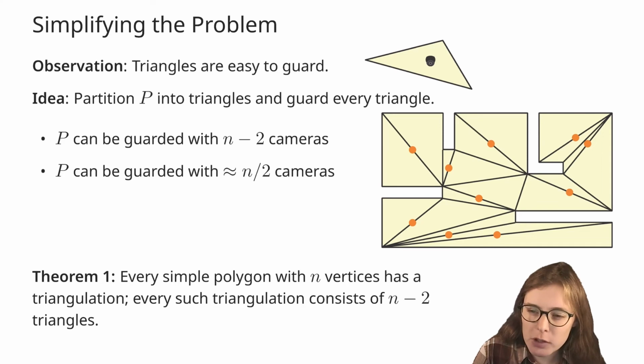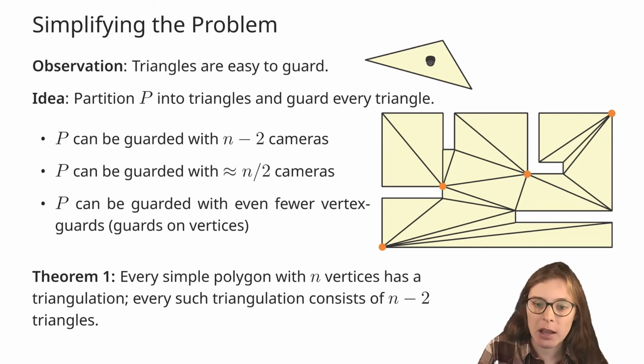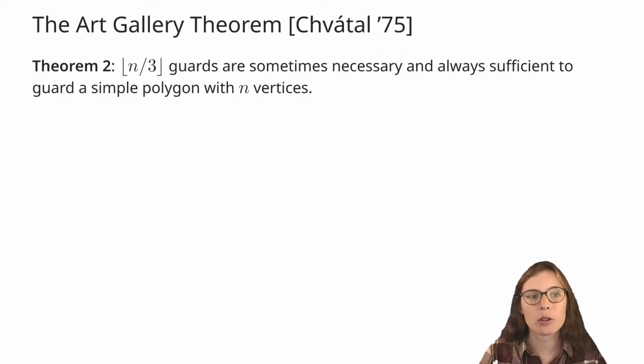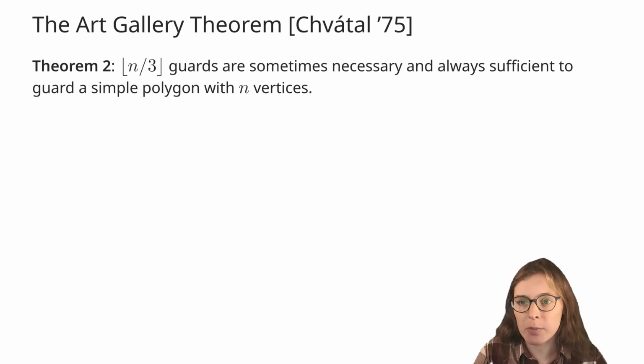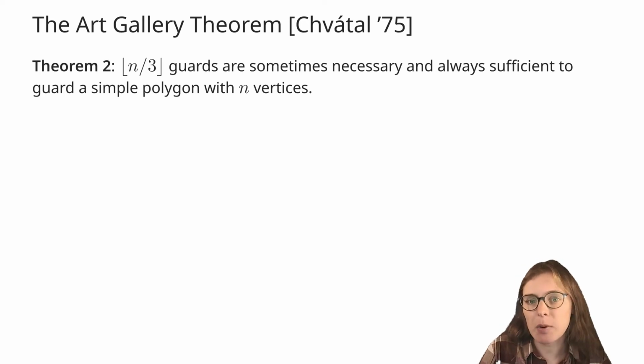We can further reduce the number of cameras needed if we consider so-called vertex guards, meaning cameras that are placed in the vertices of a polygon. So how many cameras are needed to guard a given polygon? Well, let's prove the following theorem, that floor of n over 3 guards are sometimes necessary and always sufficient to guard a simple polygon with n vertices. What does it mean, sometimes necessary and always sufficient? Well, this is your upper and lower bound on the number of guards needed to guard any polygon of size n.